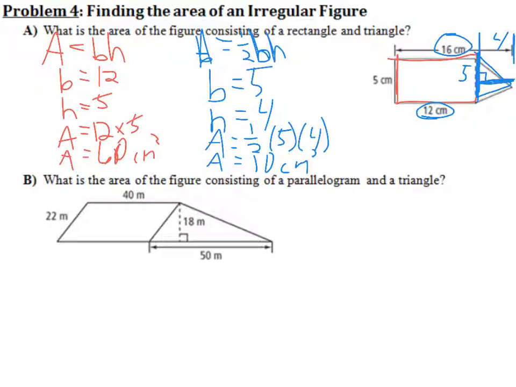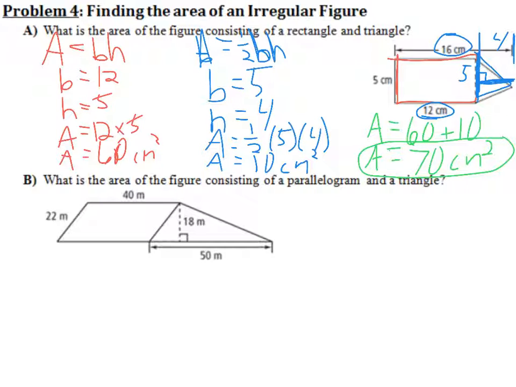Then to find the area of the whole thing, I take the two areas that I have and I add them together. 60 plus 10 is going to be 70 square centimeters. Go ahead and find the area of the second one. Make sure to pause it before you do, and then when you've got an answer, go ahead and hit play, and we'll see how you did.